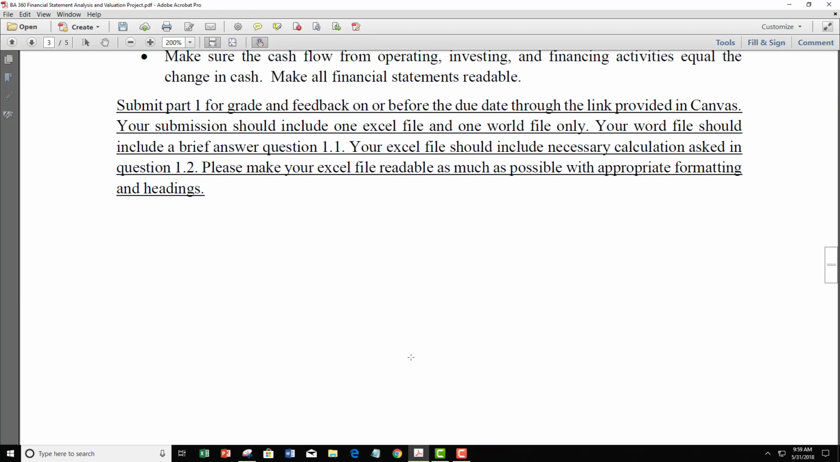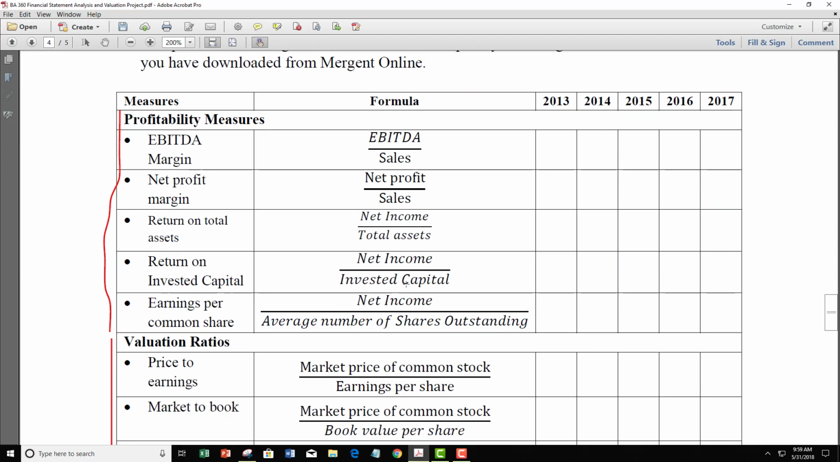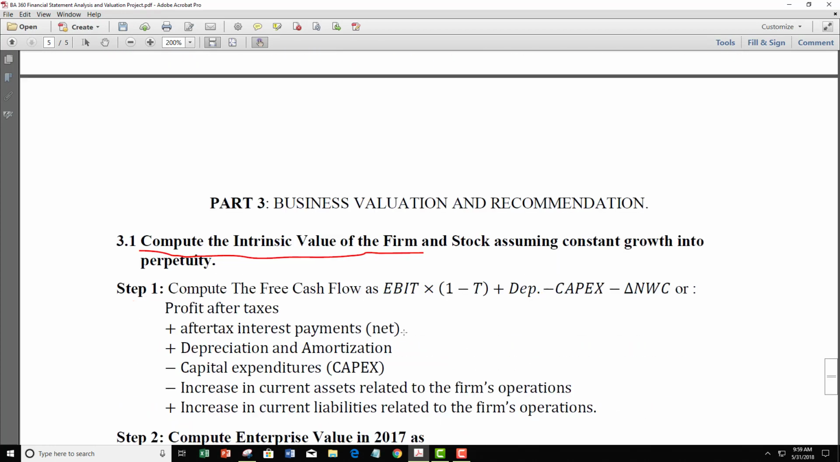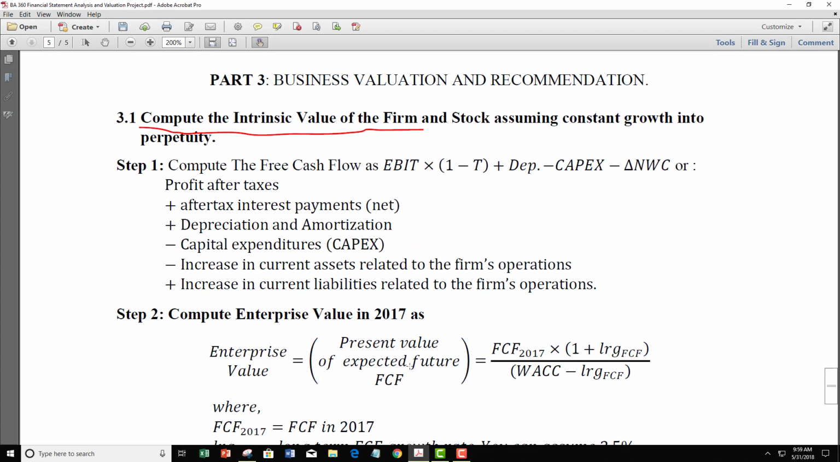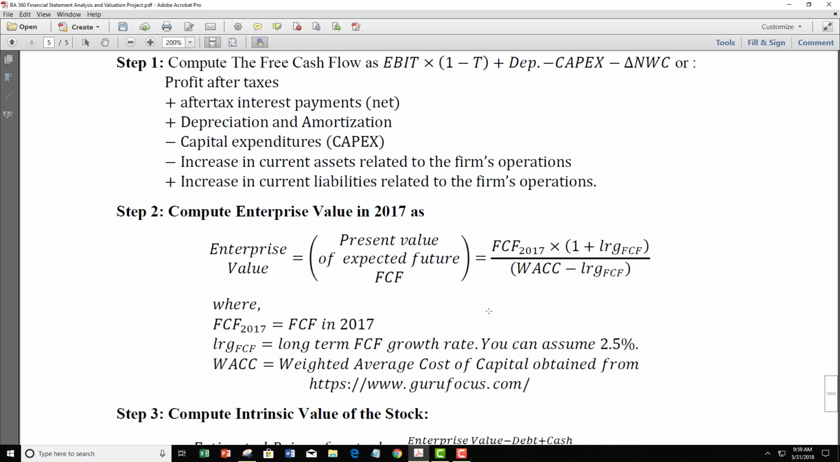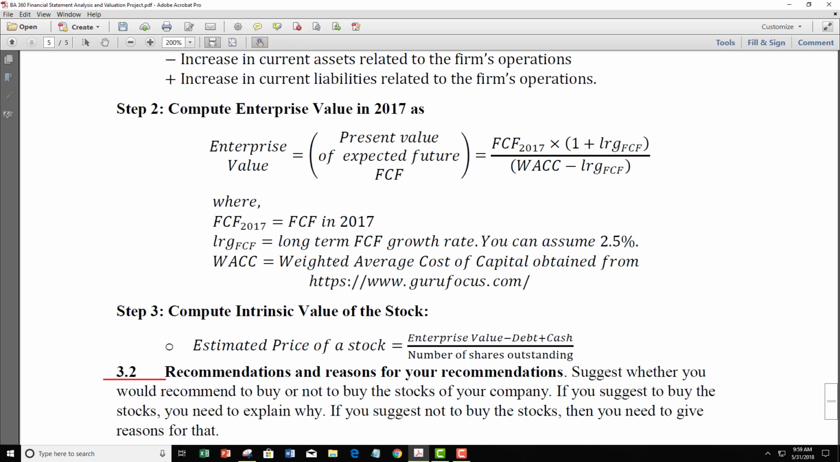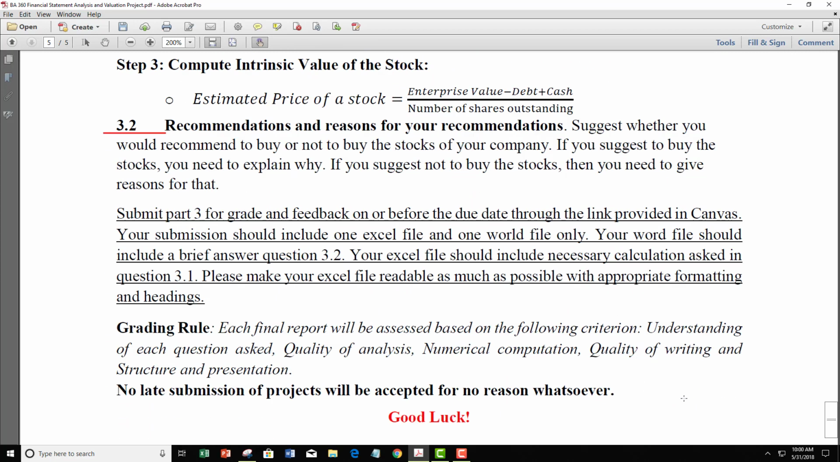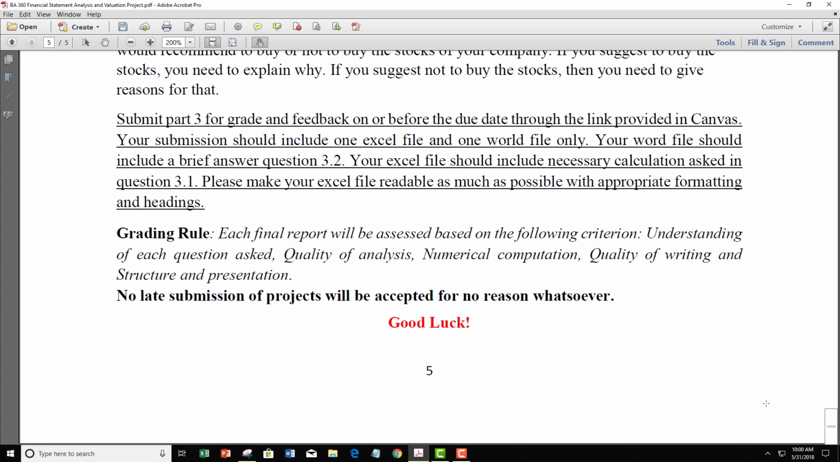In part 2, you have to calculate ratios and interpret and analyze the company using those ratios. In part 3, you have to compute the intrinsic value of the stock of a company using the discounted free cash flow valuation model, and finally you have to recommend whether the HSU fund should invest in the company that you are analyzing or not. So this is all I'm expecting in this project.